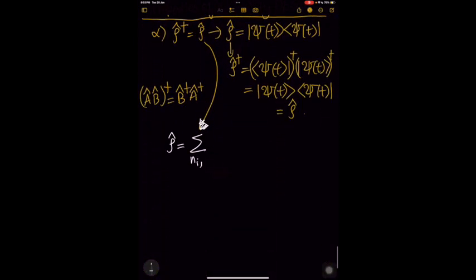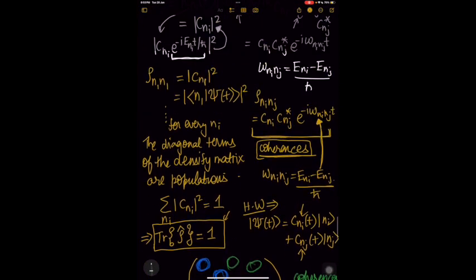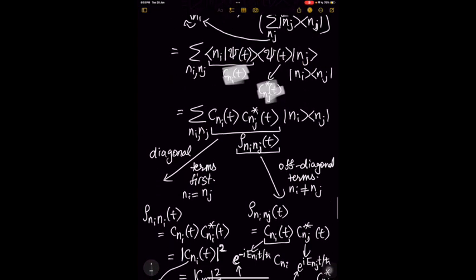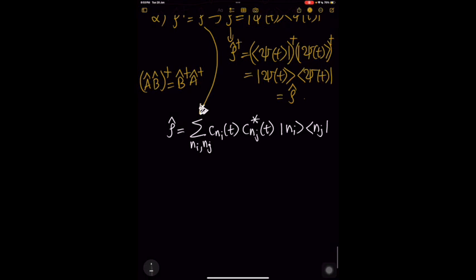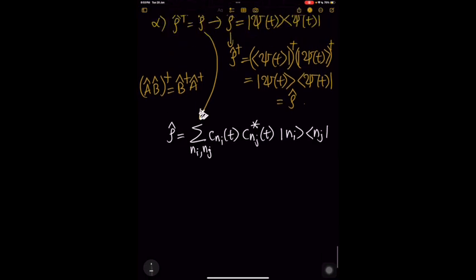Suppose the density operator is the sum over n_i, n_j of c_ni(t) c_nj*(t) ket n_i bra n_j. I just want to ensure that I've copied it correctly. Yes, okay, so that's good. You can derive this the same way as I have previously, using the resolution of identity criteria.